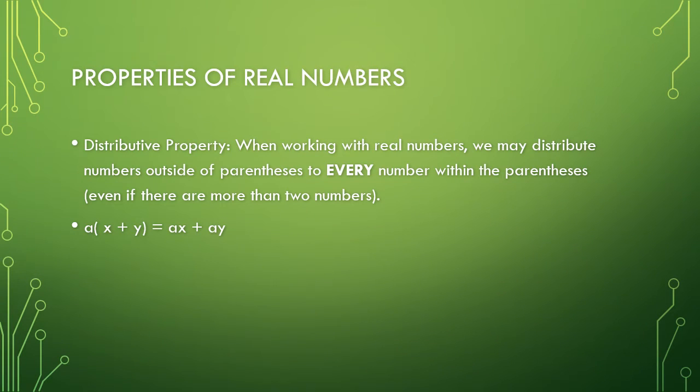Then the last of our properties is the distributive property. When we work with real numbers, we are allowed to take any real number outside parentheses and distribute it by multiplying it to everything within the parentheses. Now that can be 2 numbers, it can be 3 numbers, it can be 64 numbers. It doesn't matter how many numbers are in the parentheses, we are allowed to distribute it to all of them. So if I have a times x plus y, I take a times x plus a times y, distributing the a to everything within our parentheses.